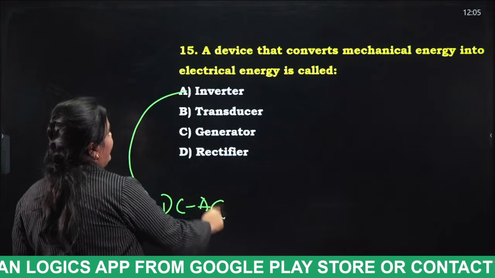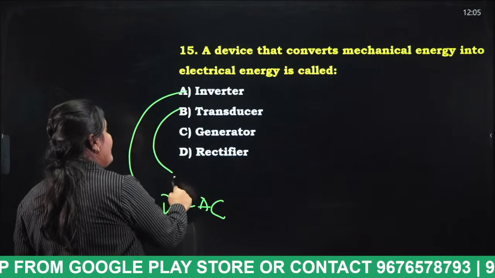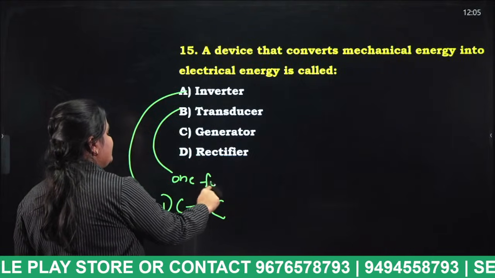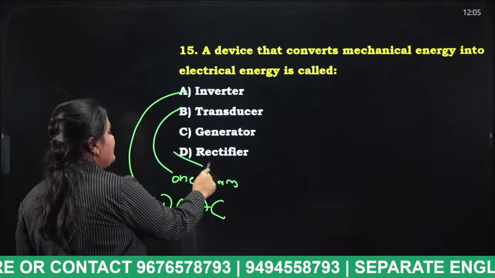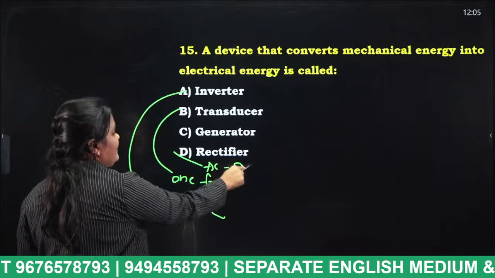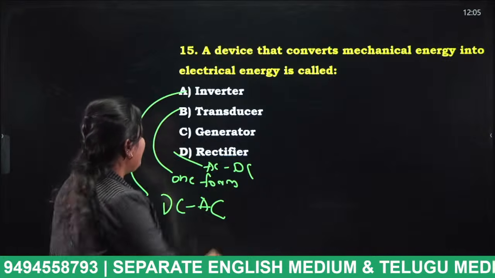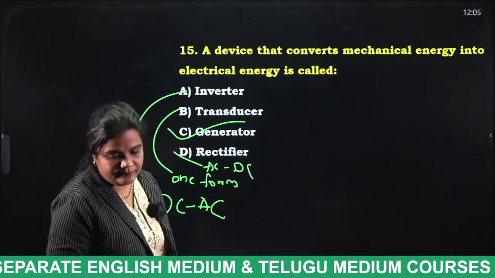Okay. Transducer is one form of energy to another form of energy. And rectifier means AC to DC. Now tell me the answer. Very good, generator. Okay? Very good.